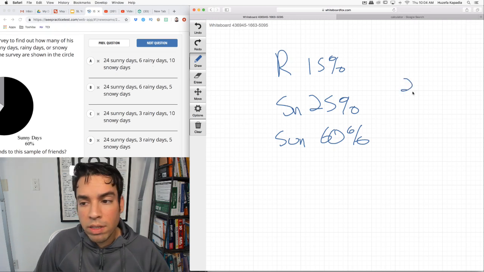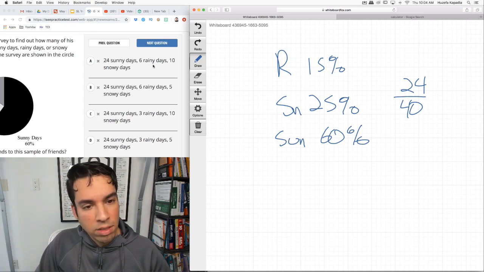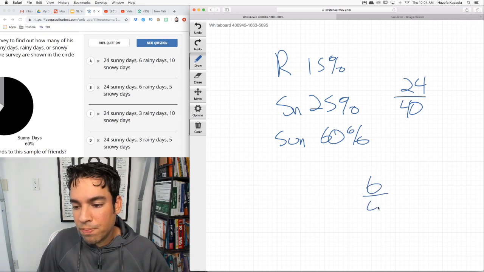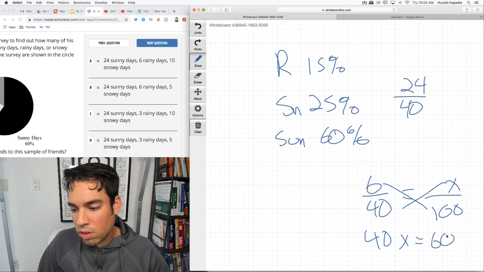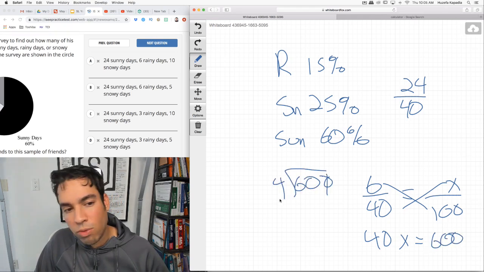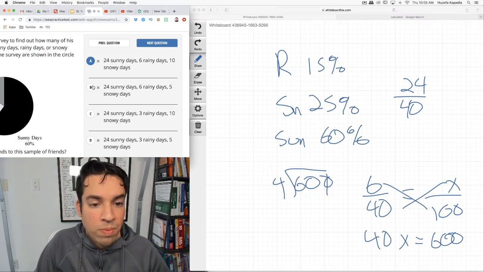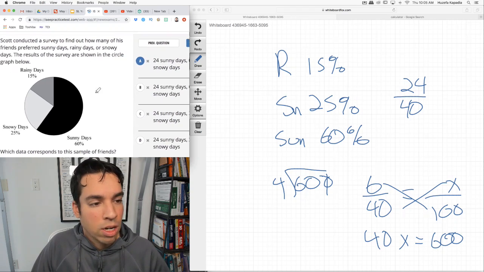24 out of 40. Is that 60%? Hold on. Yes, it is. And 6 rainy out of 40 equals what percent out of 100? 40x equals 600. And then it's 600 divided by 40, which is like 60 divided by 4. It is 15. All right, actually, it's this one. That's what we're doing, though. We're just making sure that these percentages match up with whatever's here.